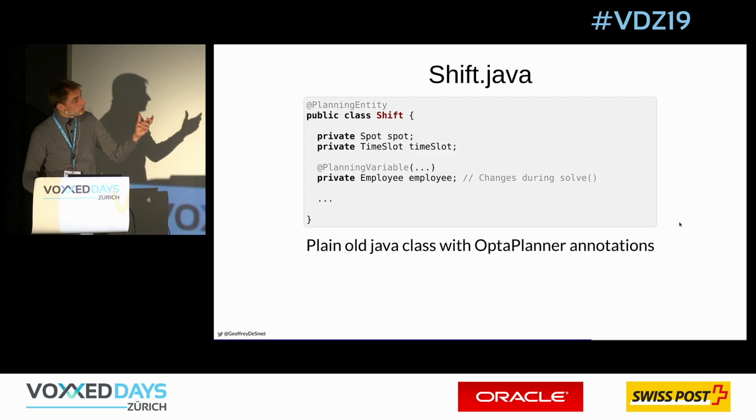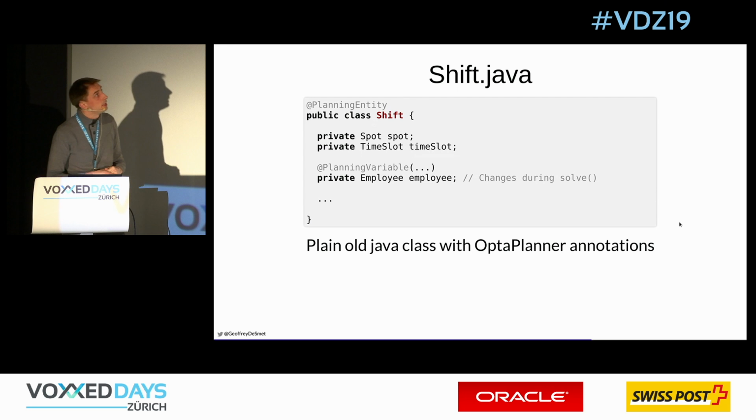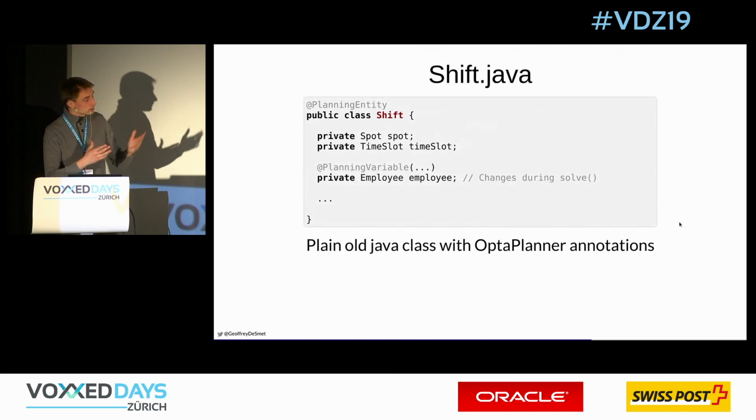So, a plain old Java class. Again, you can add entity annotations on that from JPA and so forth. That's why we call it @PlanningEntity and not just @Entity, to make it easier. And that's how you do your model.